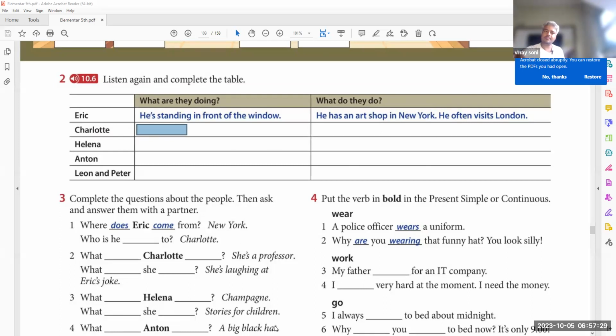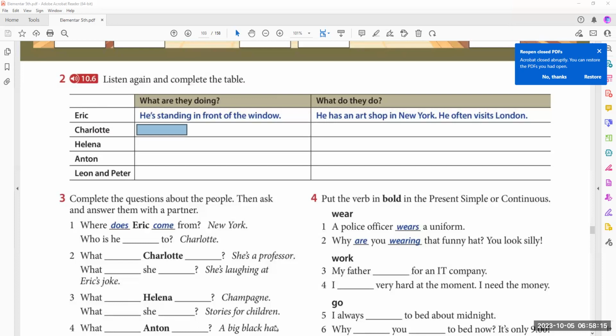She's wearing a beautiful pink scarf and drinking champagne. That's Helena. She is a writer. She writes stories for children. So you just got your answers for Helena. So what is Helena doing?